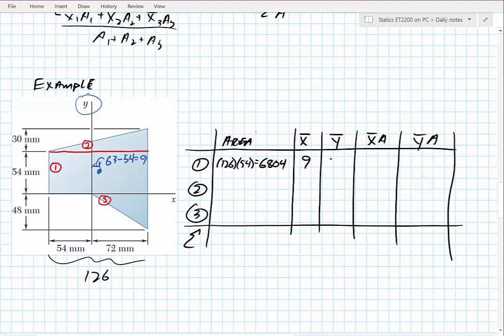Y bar is a little easier because it's from the x-axis. I have 27. Multiply those through, I get 61,236 and 183,708. Shape 2 is a triangle.